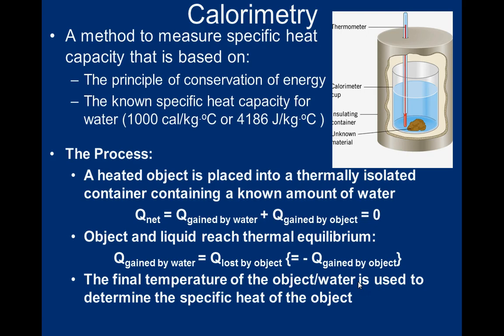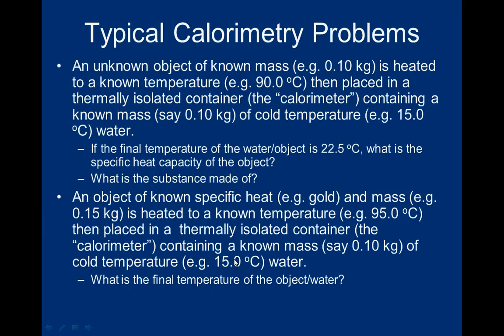And the final temperature of the object in the water will be my final temperature. They'll achieve thermal equilibrium, and I'll be able to figure out mc delta T water equals mc delta T object. If I know the mass of water, the heat capacity of water, and the delta T for the water, and I know the mass of my object, but I don't know the heat capacity, but I do know its change in temperature, then I can solve for the heat capacity. It's the only part that I wouldn't know.